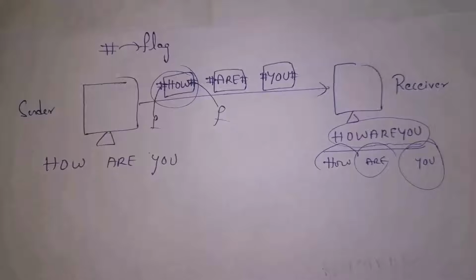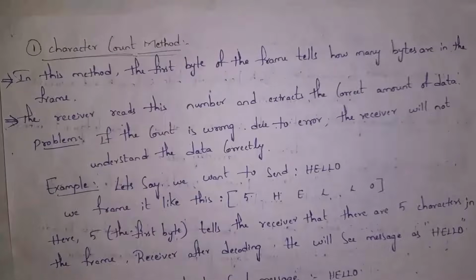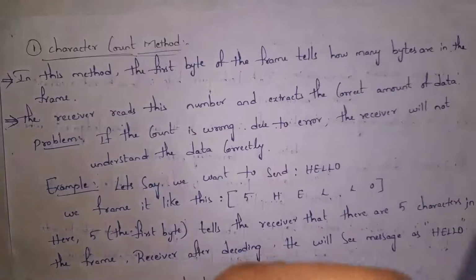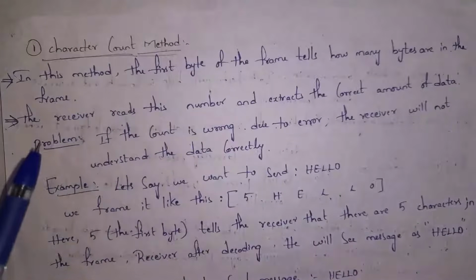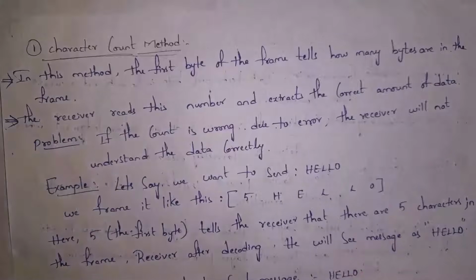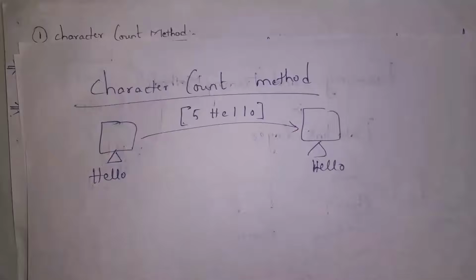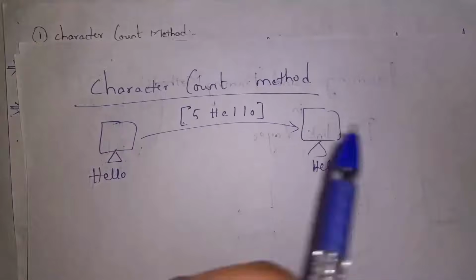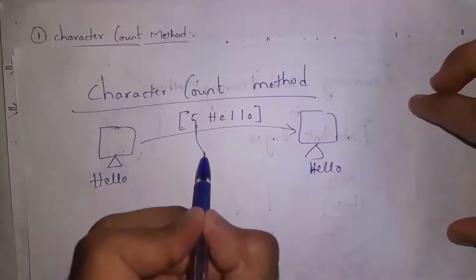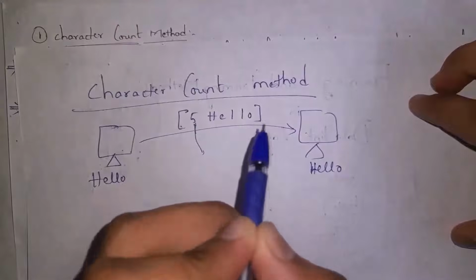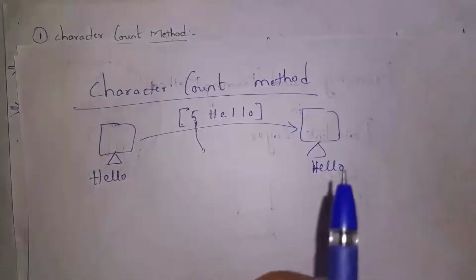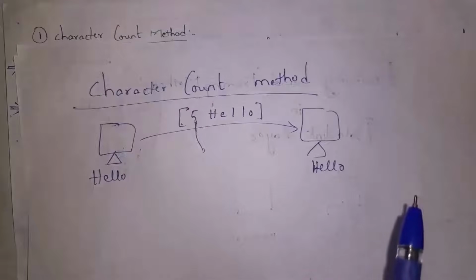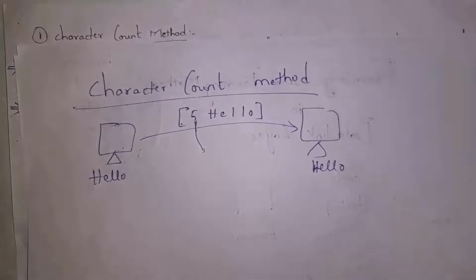If you want to mark the starting point and ending point of your frame, there are various framing methods available. The first one is the character count method. In the character count method, the first byte of the frame tells how many bytes are present in the frame. At first, the receiver reads this number and then extracts the correct amount of data. I'll give an example. Whenever the sender sends the message hello, the character count method will convert the data to 5 hello, where 5 is the count of these characters, as there are a total of 5 characters in HELLO. Whenever the receiver receives data, it will first read the count and then, based on the count, read the data.